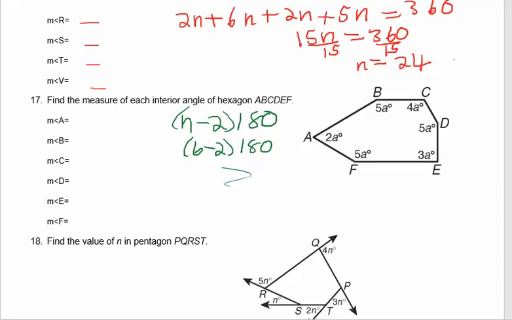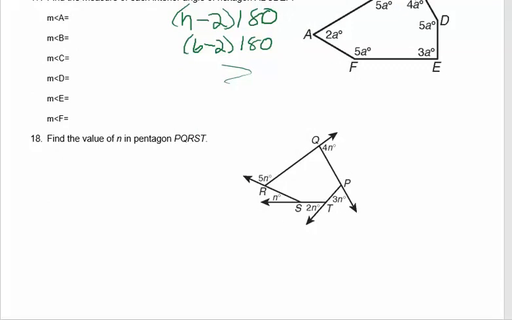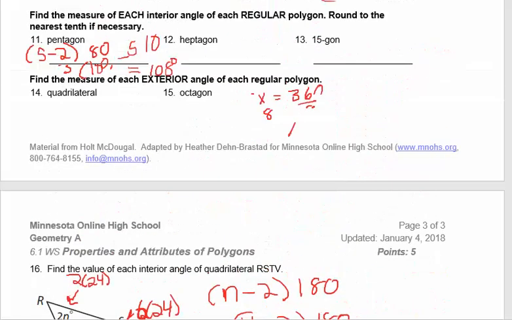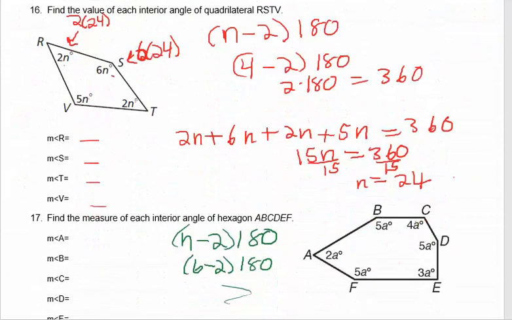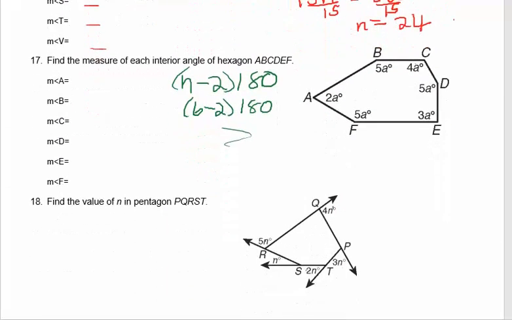18 is a little different because these are exterior angles. So this plus this plus this plus this plus this is all going to be equal to 360 because the exterior angles theorem says that the sum of these exterior angles will always be equal to 360. And you'll be able to solve for n using that.